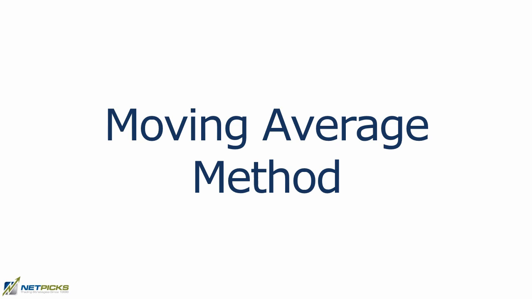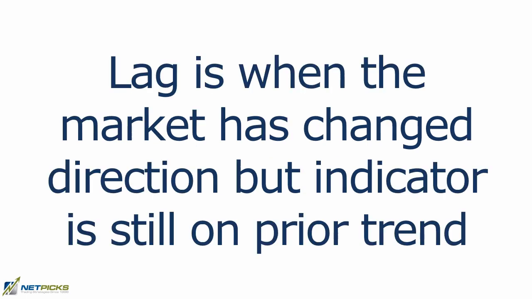Moving averages. Probably the most objective way to determine the trend in Forex, futures, doesn't matter, even the stocks. And it does come with an issue that trading indicators face, and that's lag. And all lag is when the markets change direction, but the indicator is still on the prior trend.